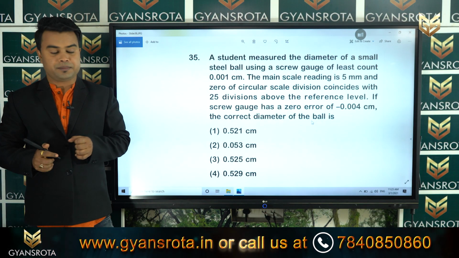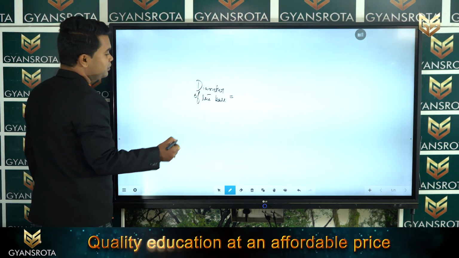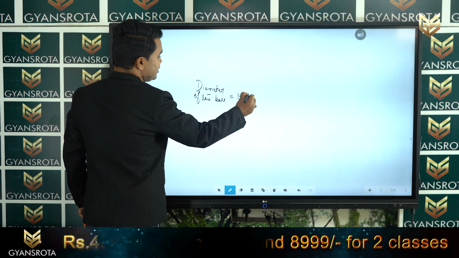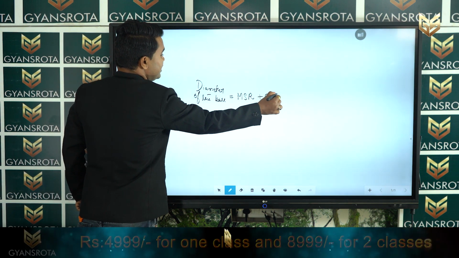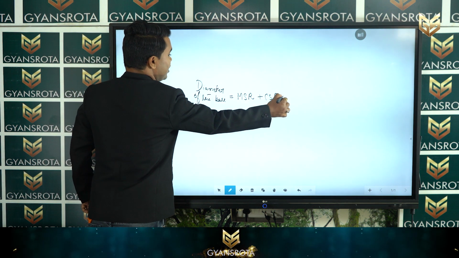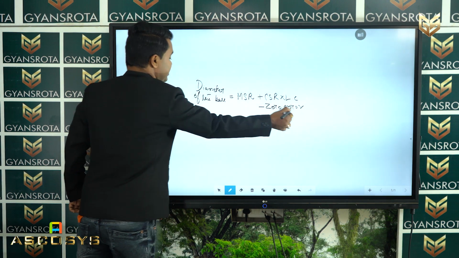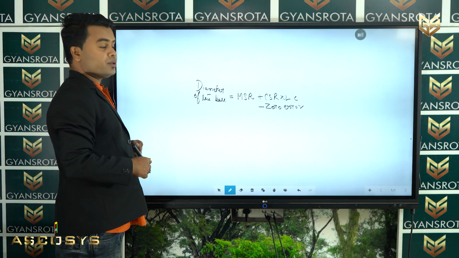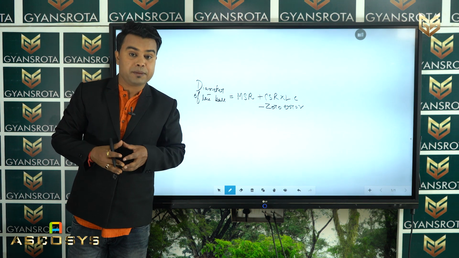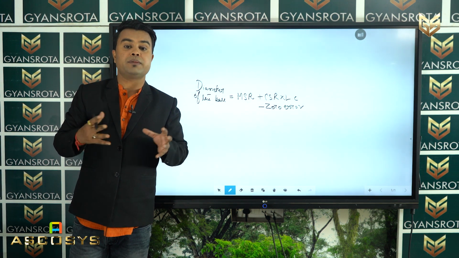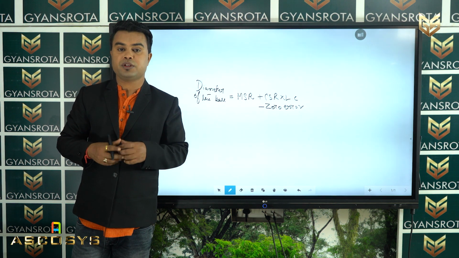How are you going to check the diameter? What you will do? Diameter of the ball will be equal to main scale reading MSR plus circular scale reading multiplied with the least count minus zero error. Please look at it very nicely. This is the formula you will be using. Put all the values, the diameter of the ball will come out. Screw gauge and vernier caliper are the devices which can measure the diameter of a circular object. So with the help of this one, you can find out the diameter. I hope this question is clear to you.